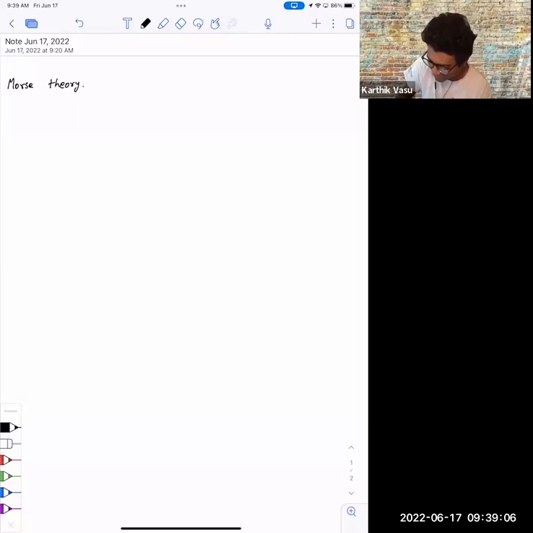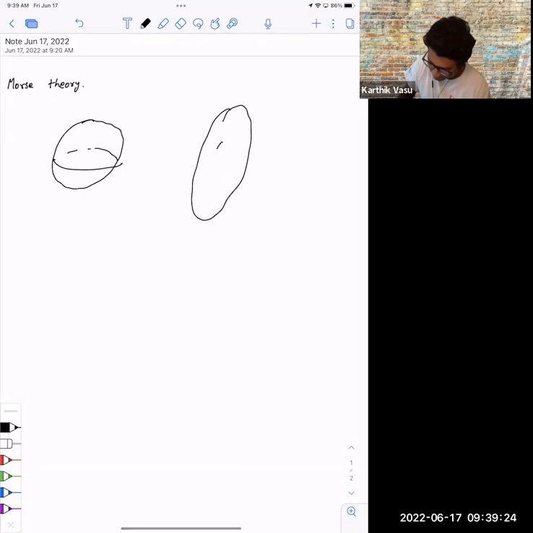So today I'll talk about Morse theory. The goal of today would be to look at compact manifolds, something like a sphere or a torus. And what Morse theory will do is it will help us decompose these things into simpler objects. So the sphere will be decomposed as a point and what I'll call a 2-cell here. This is nothing but diffeomorphic to a disk in 2 dimensions.